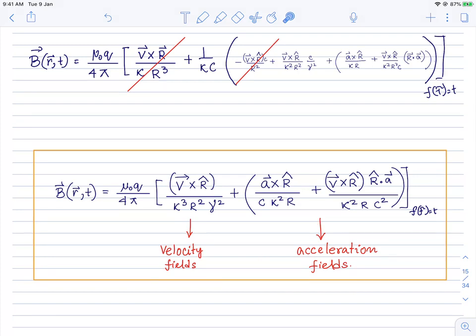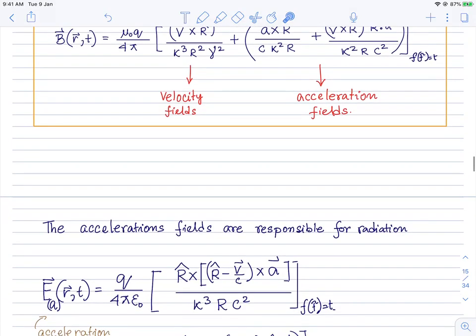So this is the structure: both the electric field and the magnetic field have a set of terms which are the velocity fields and a set of terms which are proportional to the acceleration. If acceleration is 0, then the acceleration fields are 0. If you remember our discussion of radiation in the previous video, these acceleration fields also go as 1 over r, and that tells us they have the potential of becoming radiation fields far, far away. So with that thought in mind, let us see what happens here.